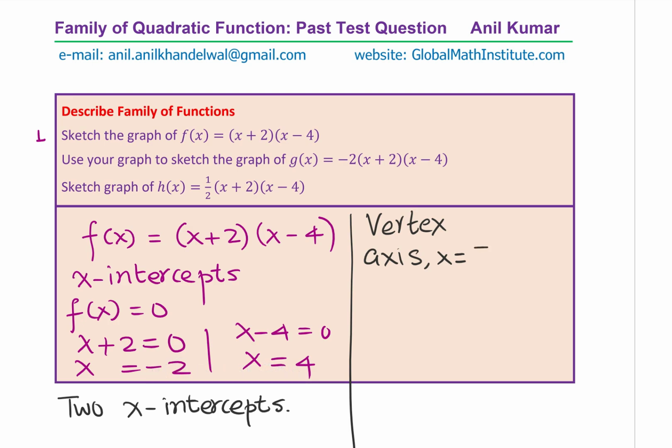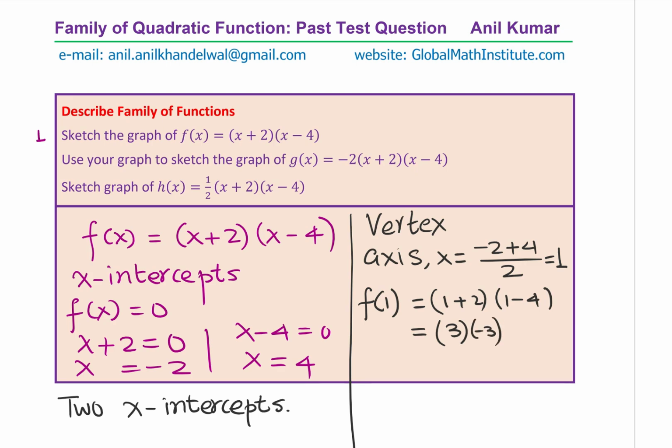So we can add minus 2 and 4 and then divide by 2. That gives us 2 over 2, which is 1. So we have the axis at x equals 1. We can now calculate the value of the function at 1 to find the vertex. So we get 1 plus 2 times 1 minus 4, and this is equal to 3 times minus 3, or minus 9. So now we can easily sketch the graph.